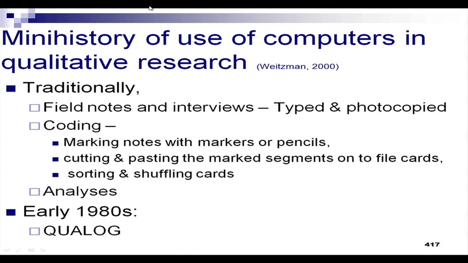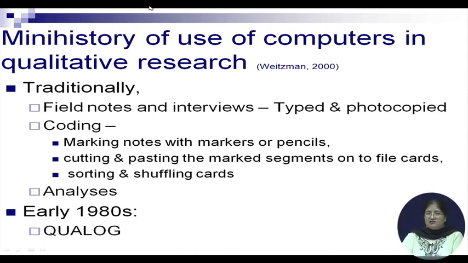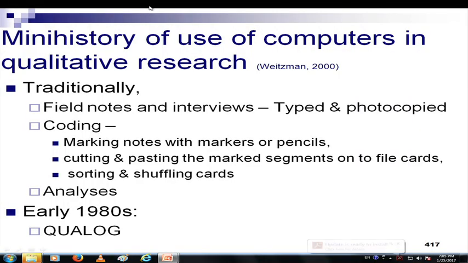Traditionally the coding was done by marking notes with markers or pencils. So the field worker would go out into the field and make notes of whatever was observed in the field and mark these notes with markers or pencils or pens, and then these marked segments would be cut and pasted onto file cards, and then the cards would be sorted and shuffled, and then the analyses would be conducted.